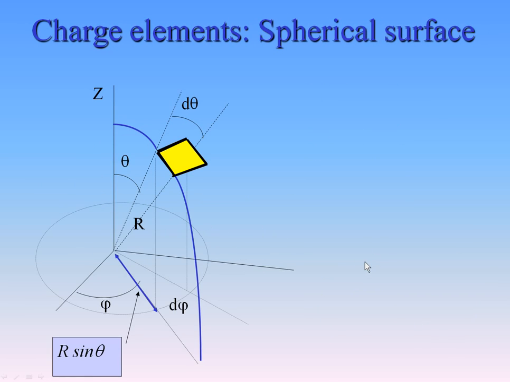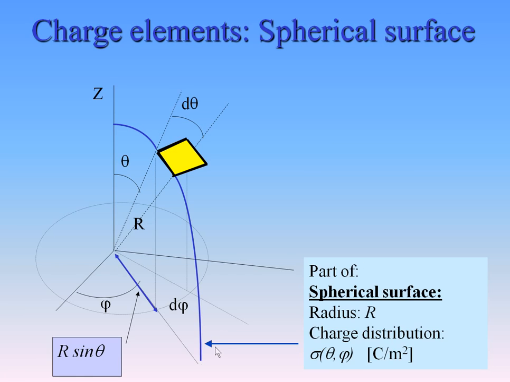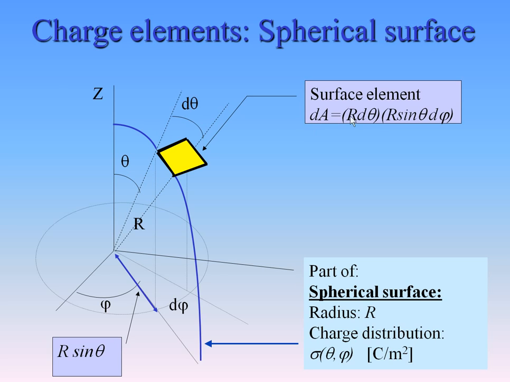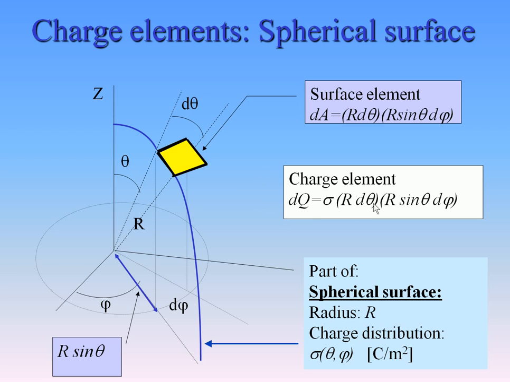A spherical surface. This is a part of the spherical surface. Here we have a radius r, and the charge distribution sigma. The surface element dA is given by r dθ times r sinθ dφ. And r sinθ is this distance here, and dφ is the angle. So the charge element is sigma times r dθ times r sinθ dφ.